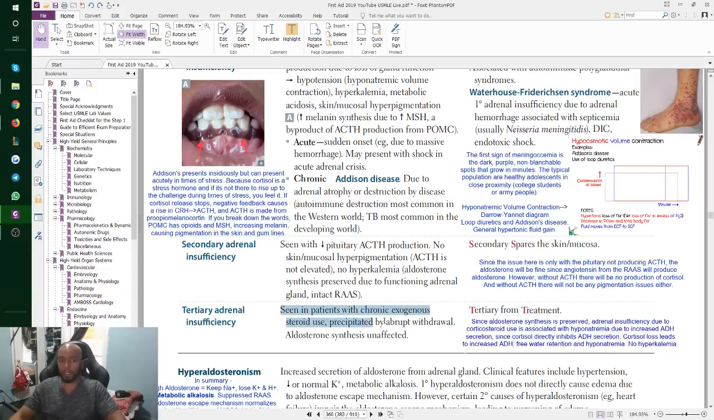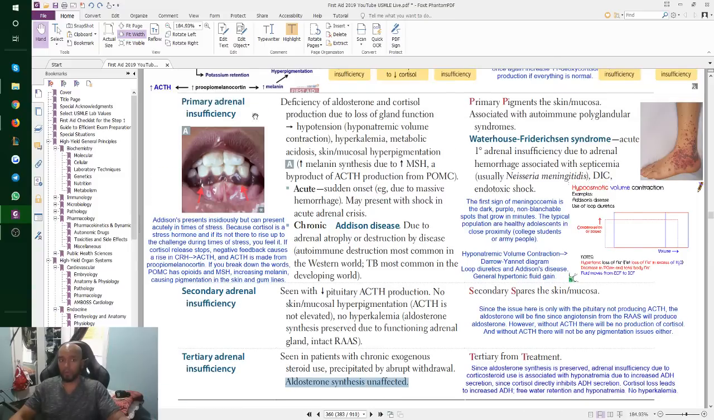Alright, so anyone that has tertiary adrenal insufficiency where the issue is simply related to taking prednisone, they're probably going to tell you something in the question about the patient having an autoimmune disease, so you should be able to make the connection there. And again, aldosterone synthesis isn't affected because this has nothing to do with the adrenal gland itself. The adrenal gland is working fine, so it'll respond to renin and angiotensin 2 just fine. Right? So there is a definite, very strict difference between primary, secondary, and tertiary.